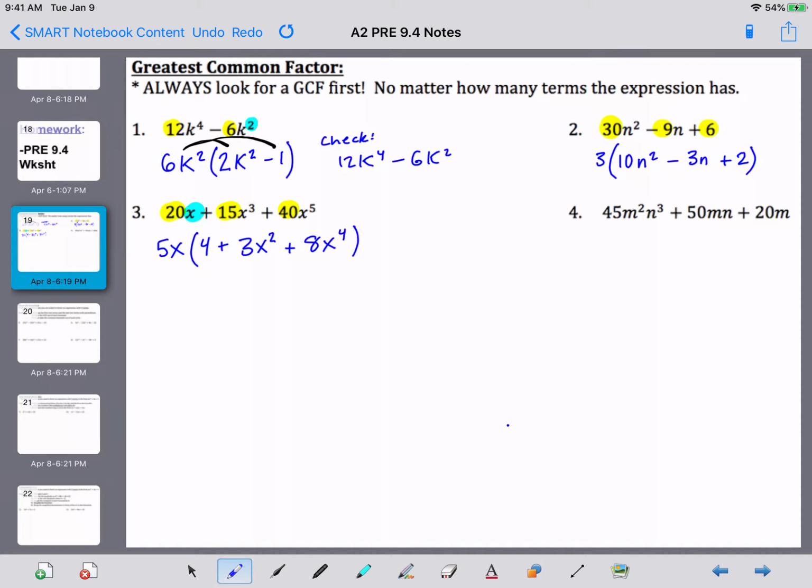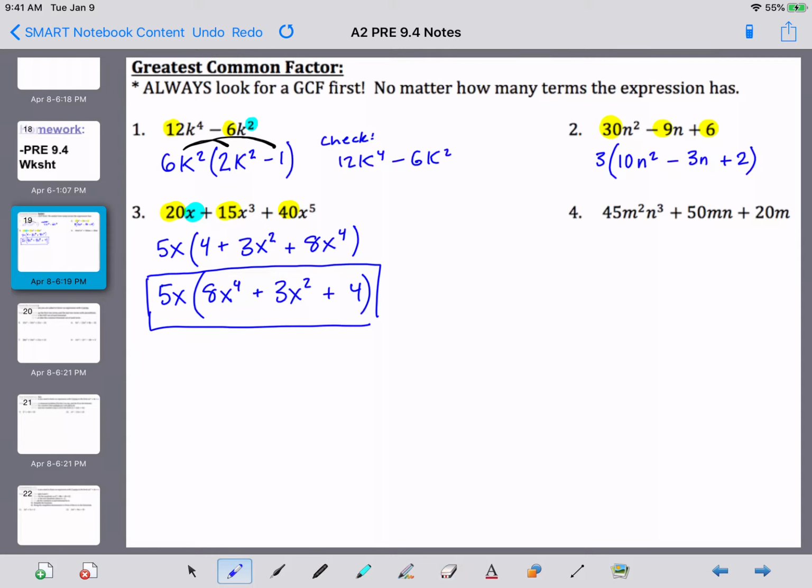Now, you probably should not leave your answer like this. It's a good habit to write these in standard form. So we're going to put the highest power first, so that's 8x to the power of 4. And then the 3x squared, that should be squared. And then the plus 4. All right, so this right here would be the best way to write your answer.